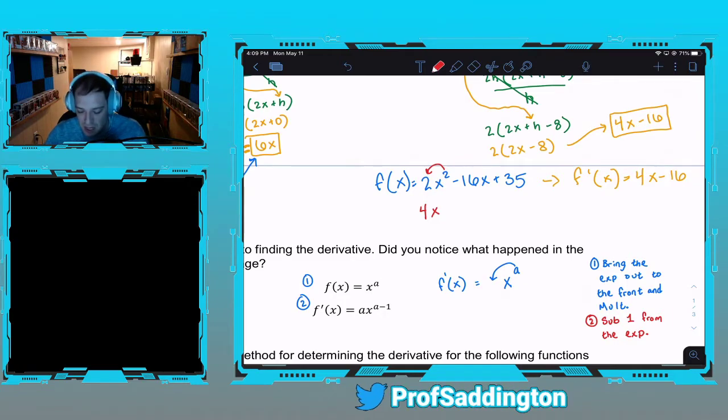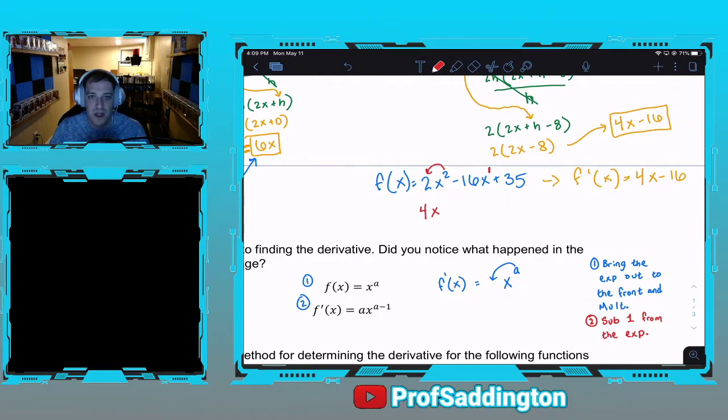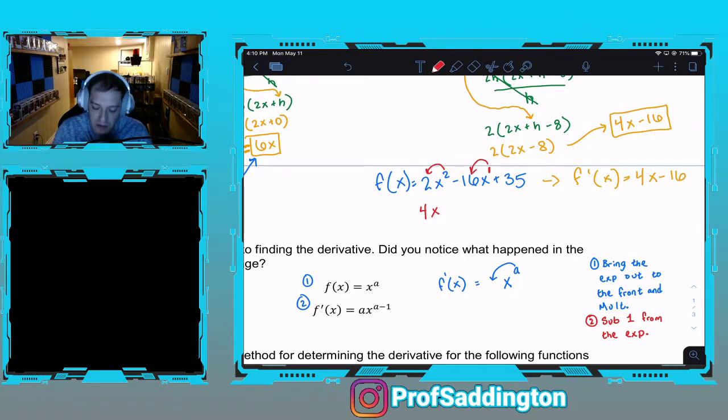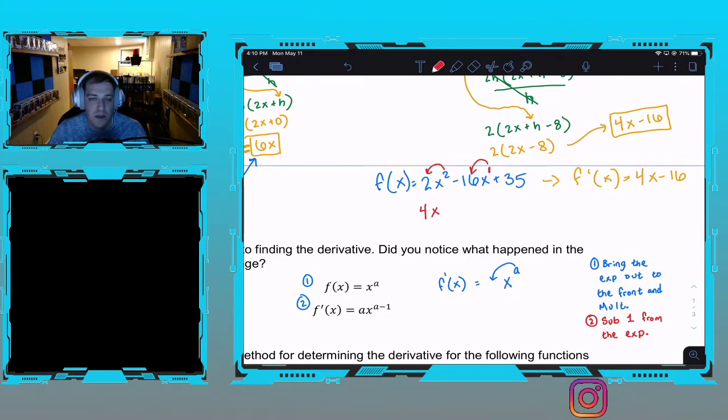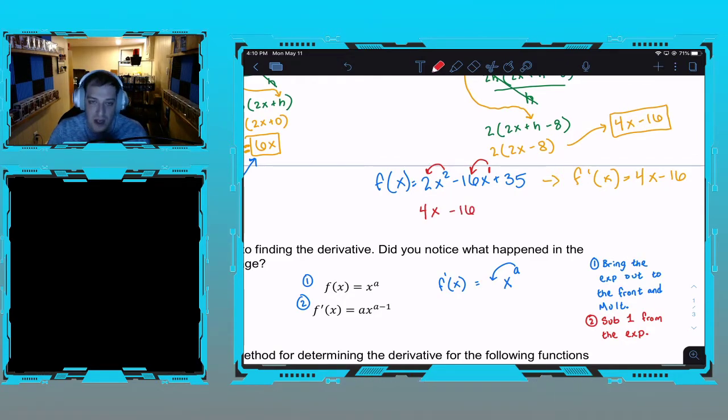So now I'm going to go to the second part. I'm going to go to that 16x. Technically, the exponent is 1. So what I'm going to do is I'm going to take that 1, I'm going to bring it out to the front of that coefficient, and I'm just going to multiply. So negative 16 times 1 would give us negative 16. And then the rule states that I have to subtract 1 from the exponent. Well, if I do 1 minus 1, that's just going to be 0, so there's no more x that's left over.